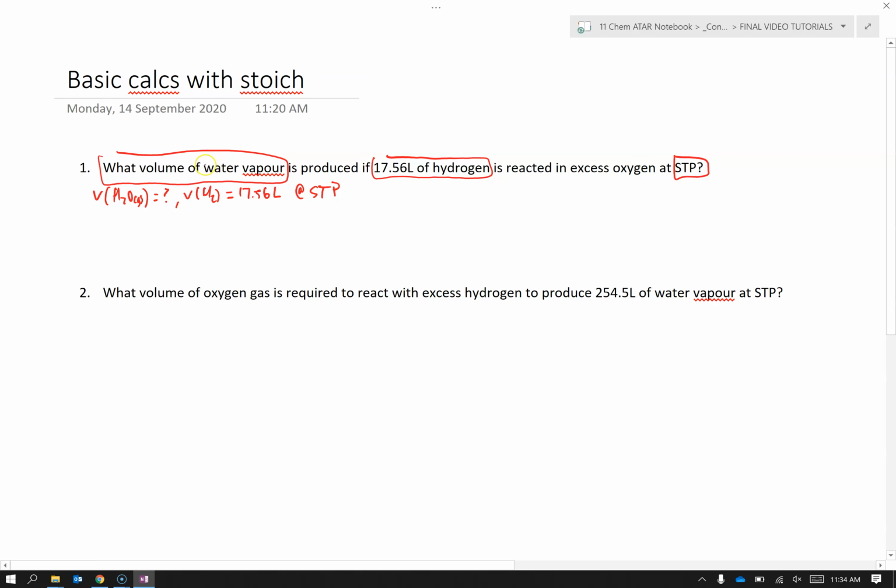I need to calculate a volume of water vapor. The key word is in the question here where it says is produced. Whenever I'm thinking the word is produced, that means there has been some kind of reaction. And given the fact that this question does not provide one, I need to write that. It also tells me that hydrogen is reacted in excess oxygen, and so that means there are two reactants, hydrogen and oxygen. So let's go ahead and write that equation.